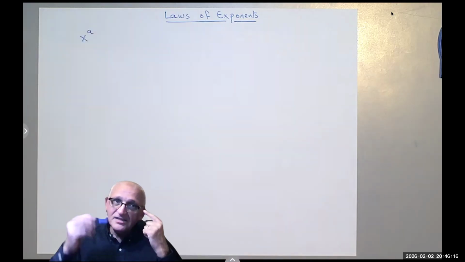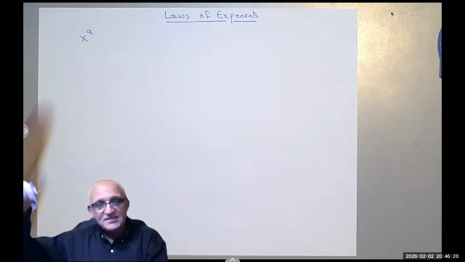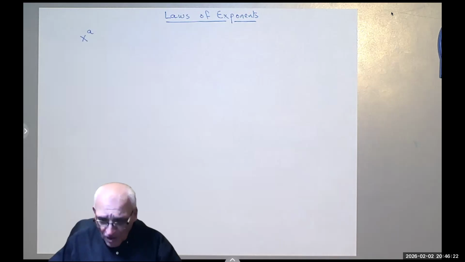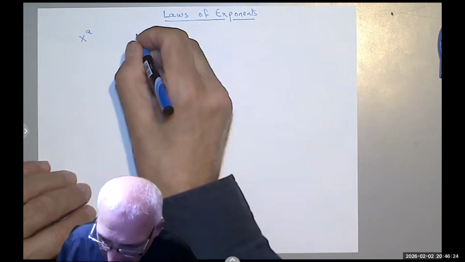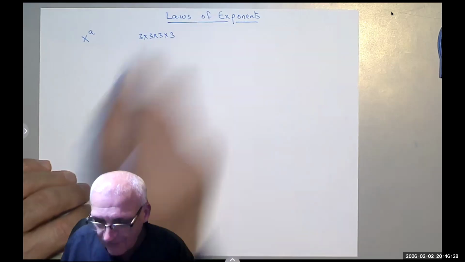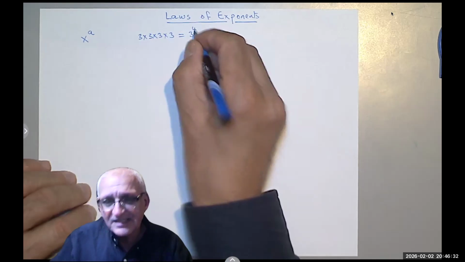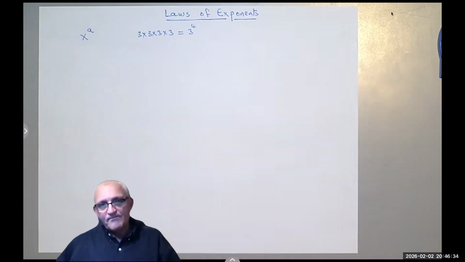Okay, so keep in mind, the a on the top is the number of times I multiply the base by itself. So for example, if I say 3 times 3 times 3 times 3, 4 times, no, that's too much. I can simply write it like that and I'm done.